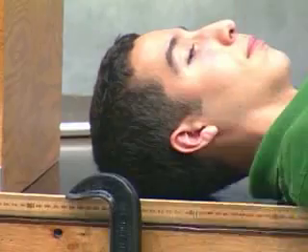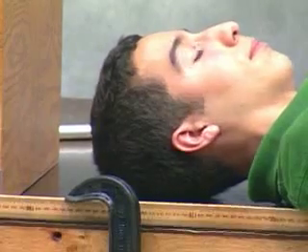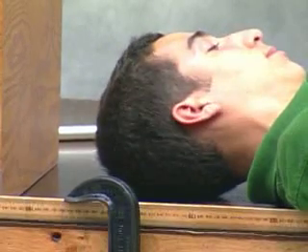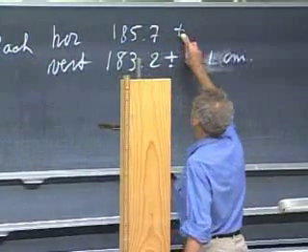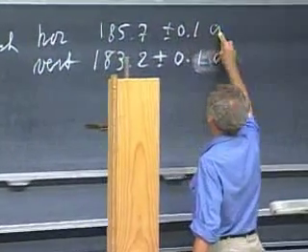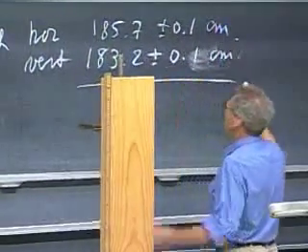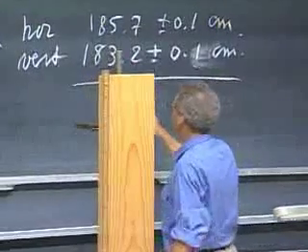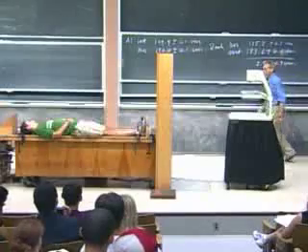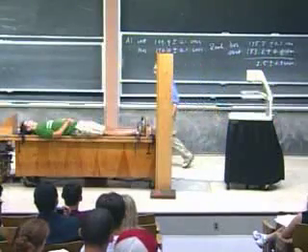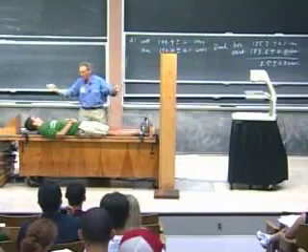185.7. Stay where you are. 185.7. I want to first make the subtraction, right? 185.7 plus or minus 0.1 centimeter. That is 2.5 plus or minus 0.2 centimeters. You're about 1 inch taller when you sleep than when you stand up. My grandmother was right. She's always right.